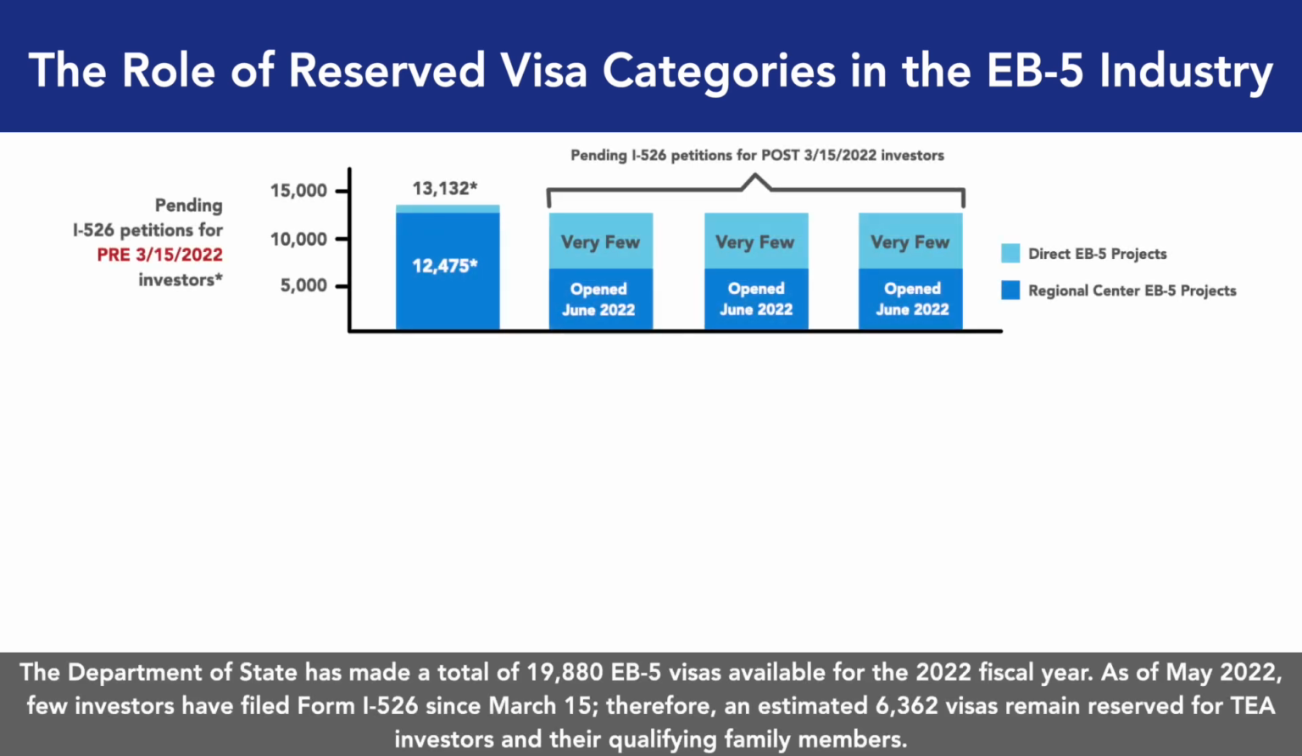The Department of State has made a total of 19,880 EB-5 visas available for the 2022 fiscal year. As of May 2022, few investors have filed Form I-526 since March 15th.